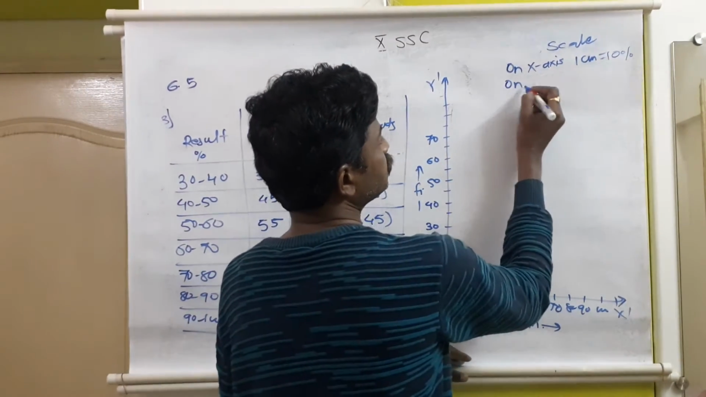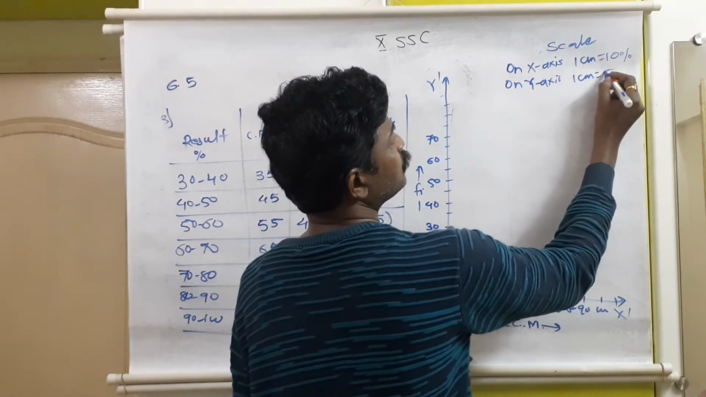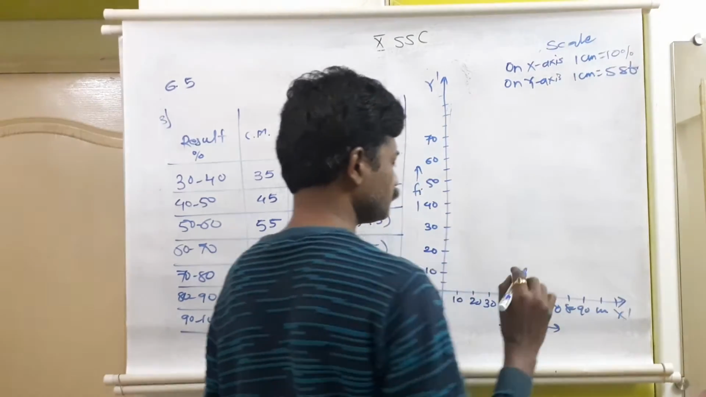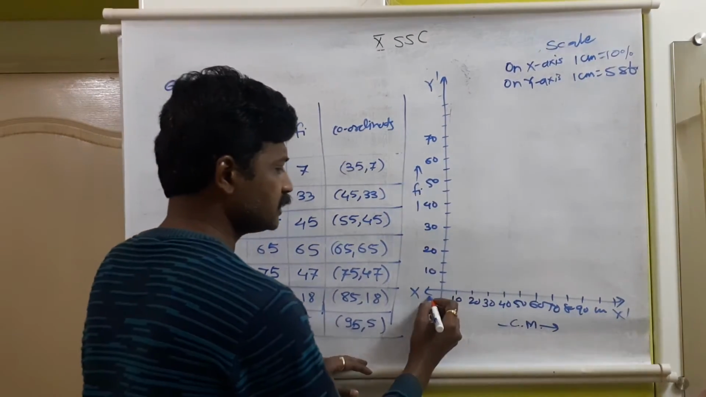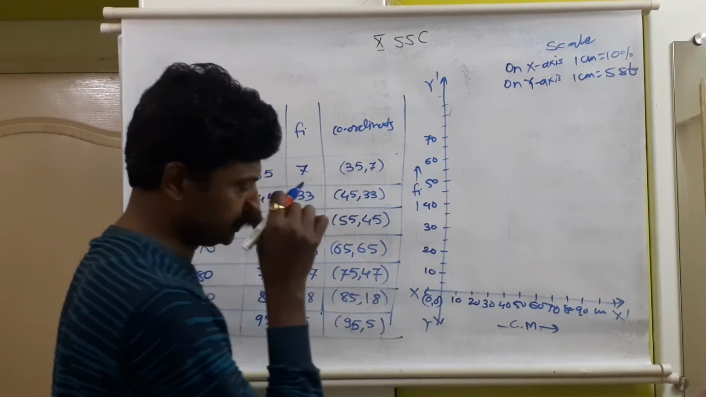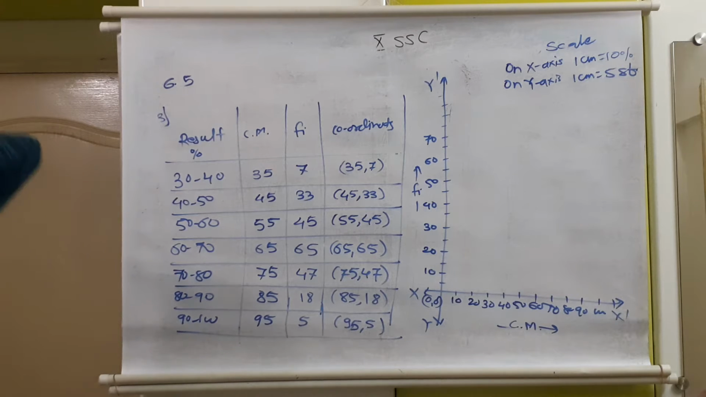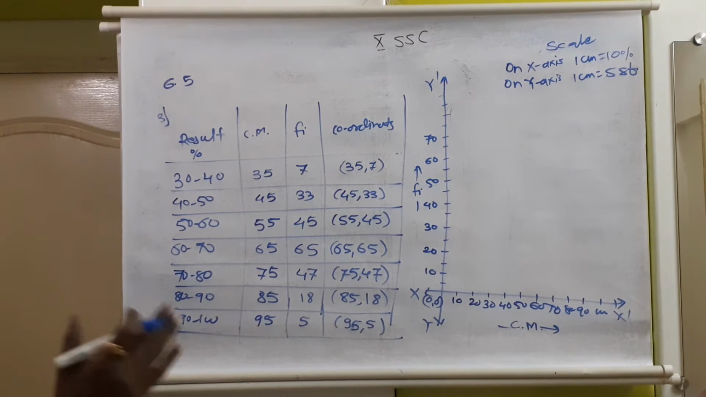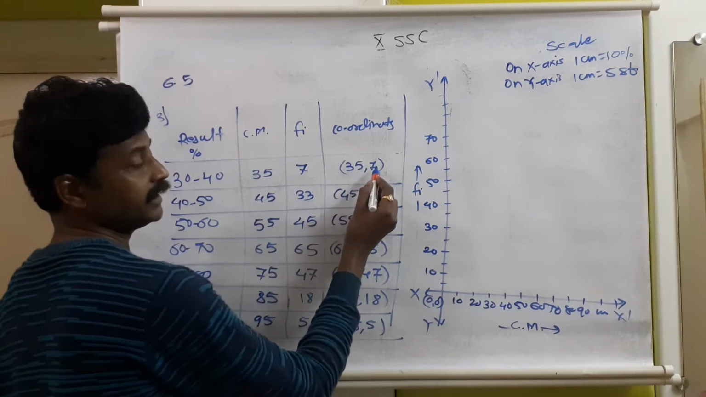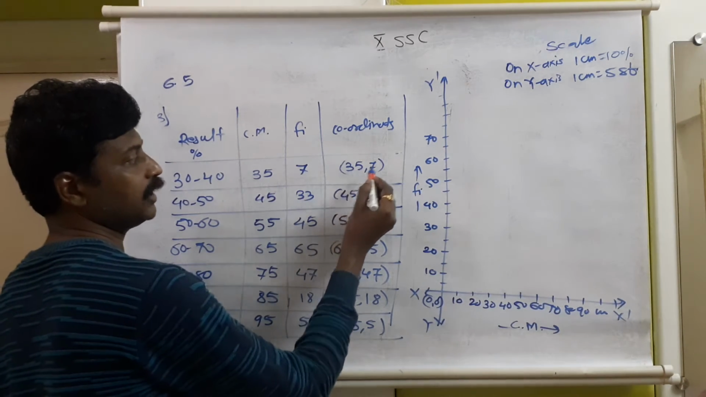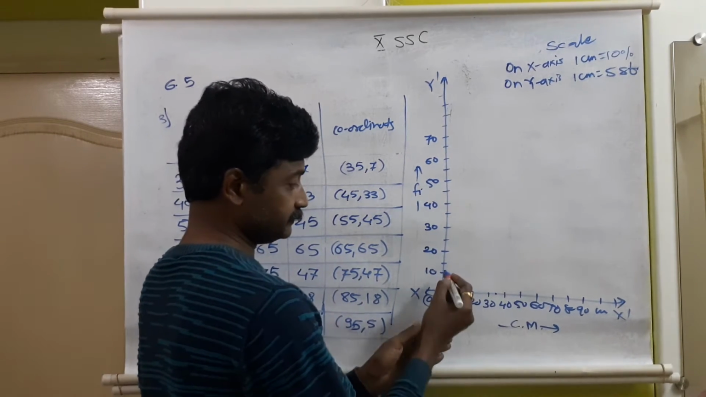So on the y-axis, 1 centimeter is equal to 5 students, or 2 centimeters is equal to 10 students. The origin is here, 0, 0 for both axes. Now, first we'll plot the points and then we can complete it into a frequency polygon. For the first point, the coordinates are 35 and 7. X coordinate 35, y coordinate 7. So 35 is here, and 7.